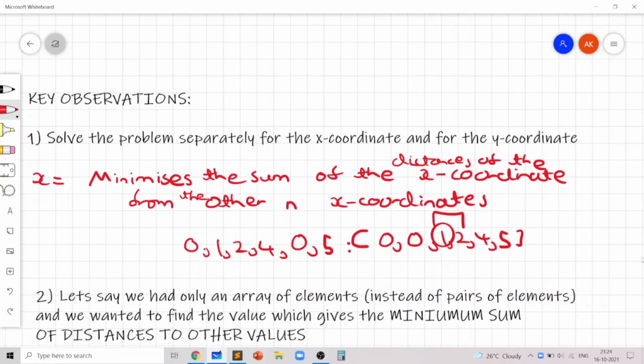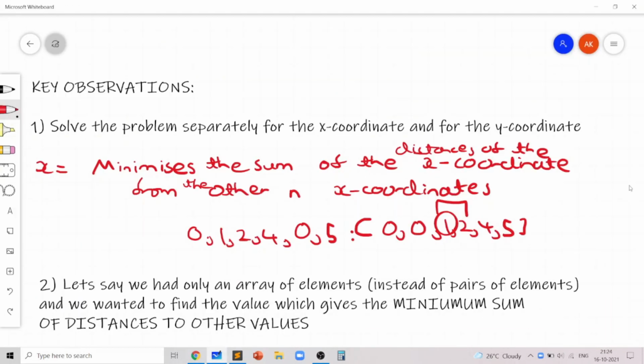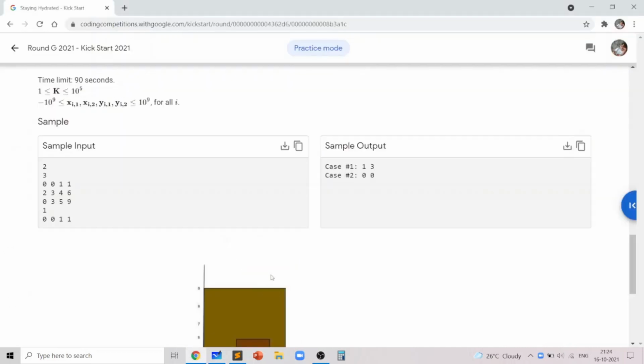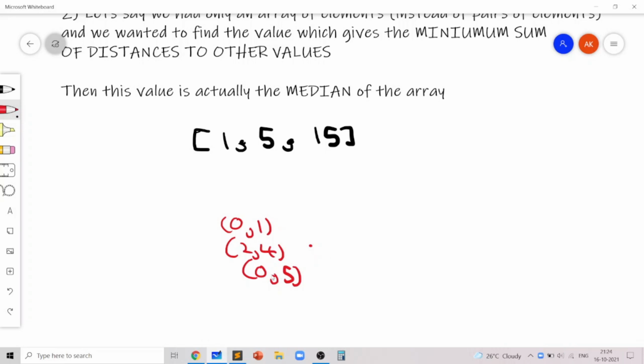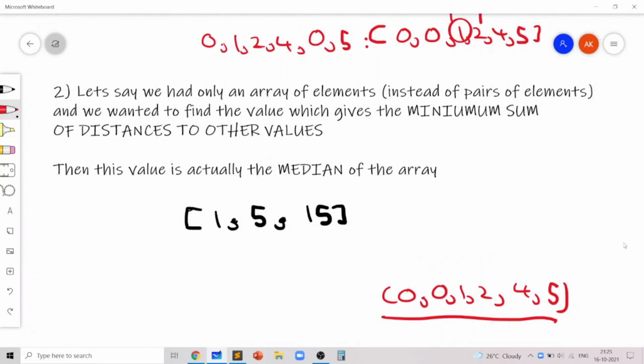To prove this, let's say we had an array of n elements. In this problem we actually have pairs of elements, like 0 comma 1, then 2 comma 4, and then 0 comma 5, and we said that we could just sort them in this manner, and the median would be the answer. But let's first consider a simpler problem in which we don't have pairs of elements. So let's say the pairs were not there. Then in that case, why does the median minimize the sum of distances to the other values?